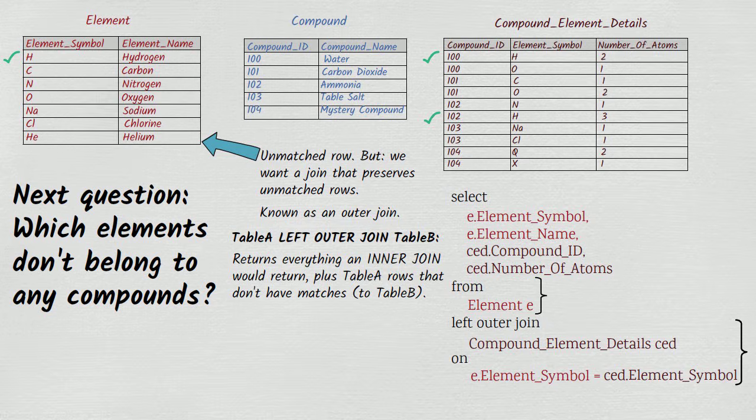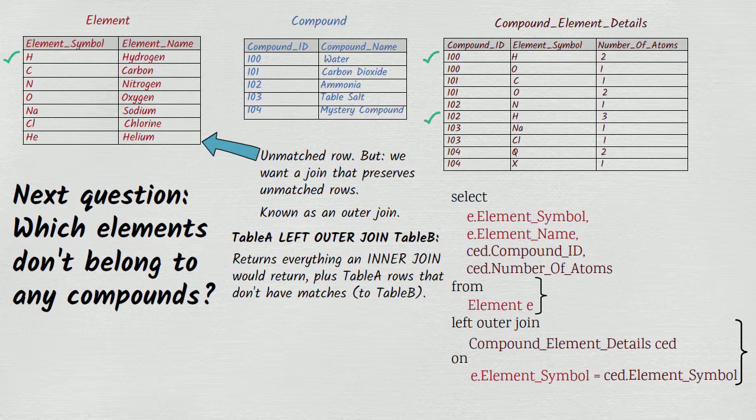But that's not all the join gives us. The join also gives us rows from table E that failed to match any rows in table CED. And the reason it does this is that it's a left outer join. The phrase left outer join tells the database platform that the table we're matching from is the table on the left side of the join expression, in this case, element. Because element is the table we're matching from, all of the rows from element will make their way into the join result, regardless of whether they match a compound element details row or not.